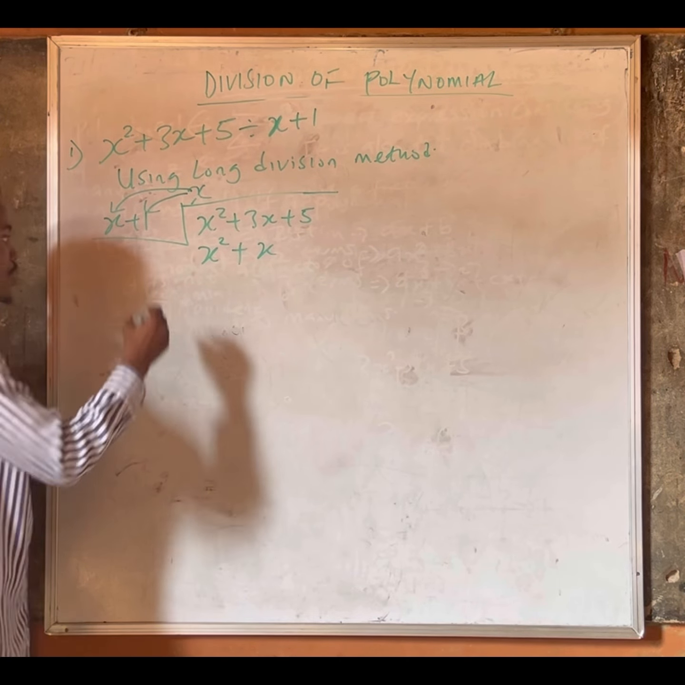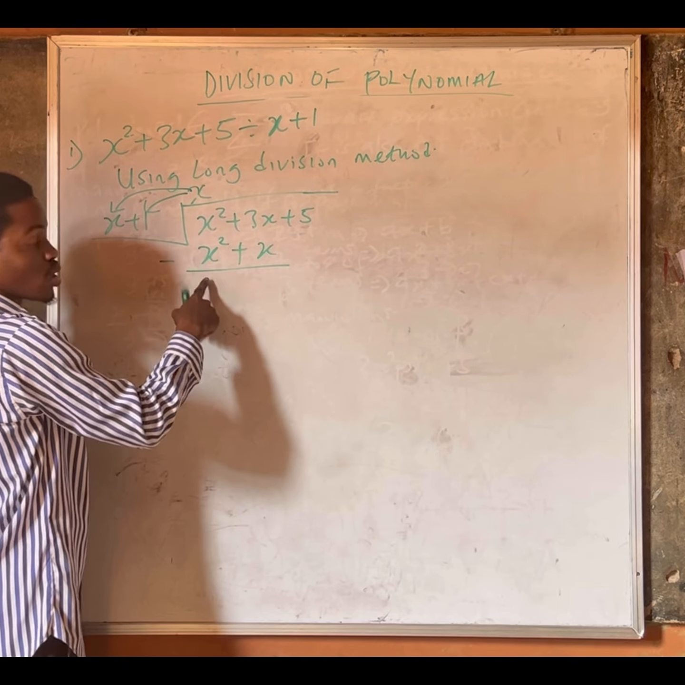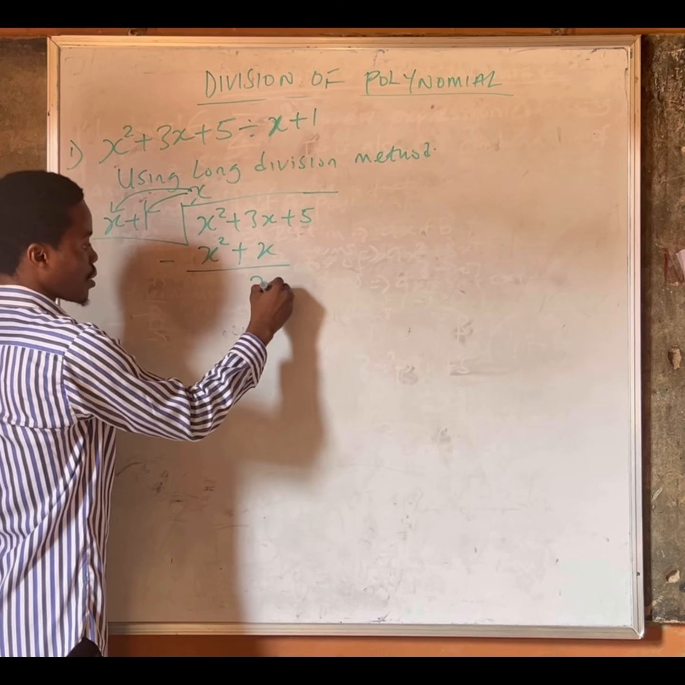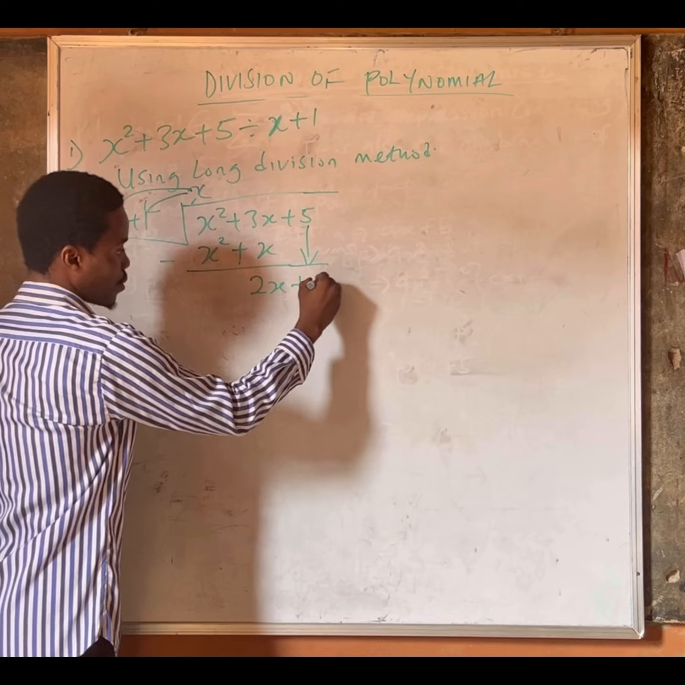We have to subtract. If we subtract, what are we going to get? x squared minus x squared, we get 0. 3x minus x, we get 2x. So what is now here? 5. We write it here, plus 5.